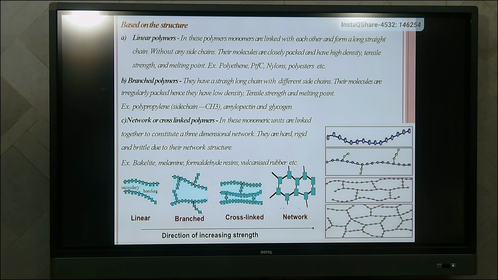This can also be explained in other words: linear polymers will be hard, branched polymers will be slightly harder than the linear polymers, whereas the cross-linked polymers will be the hardest form and will be very rigid and brittle. This can be studied from the structures which are given below, the linear, branched, cross-linked and the network structure.